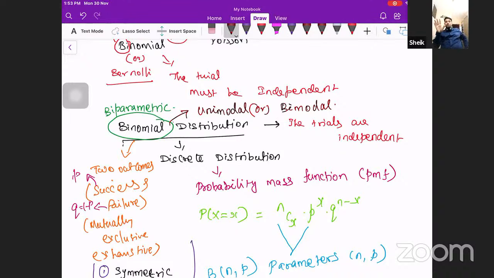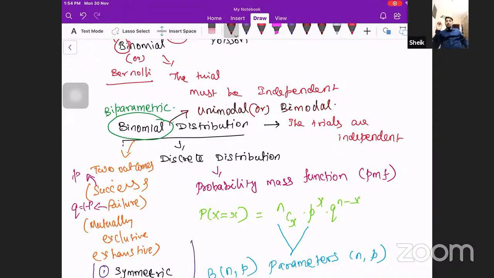In binomial distribution, some constraints or important points are: the trials should be independent. There are only two outcomes, success and failure, and success and failure should be mutually exclusive as well as exhaustive. Next, this binomial distribution is a discrete distribution. It can be unimodal or it can be bimodal.